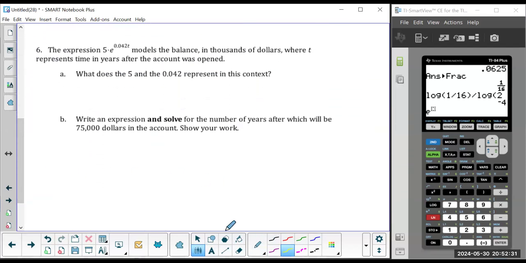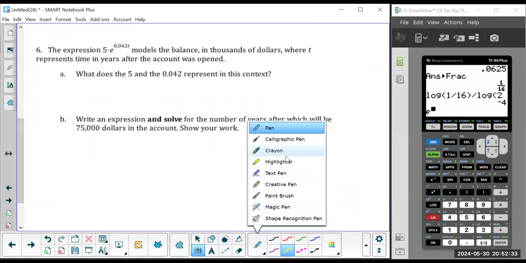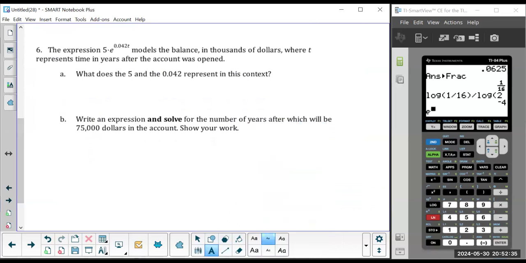All right, then question 6 is one that's a little bit more complicated. So here's an expression about a bank account. They give it to you and they're telling you that it's in thousands of dollars, where T represents the time since the account was opened, and they're asking you what the 5 stands for. Whenever we have equations like this, that first number tells you the beginning amount, so the account started with 5. Now it's not just 5 because it says in thousands of dollars, so $5,000.